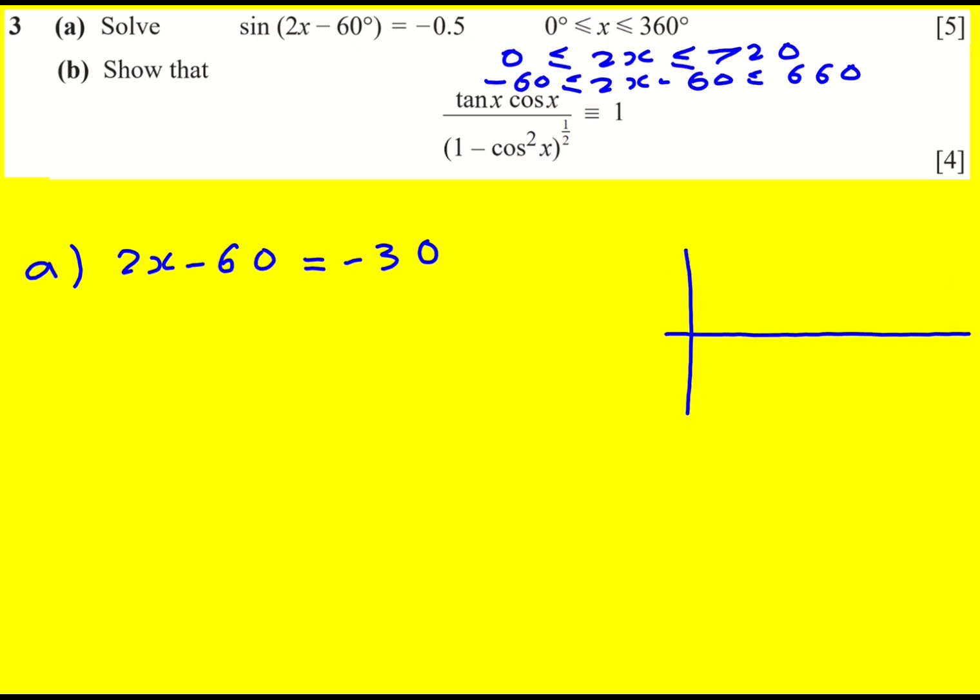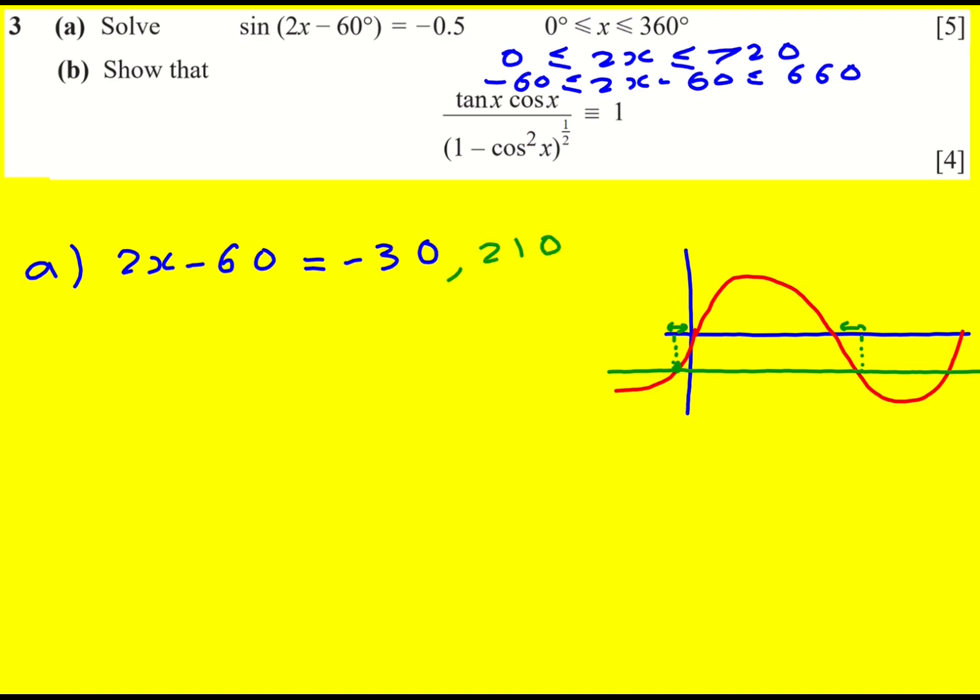So I'm going to do a little sketch of my sine graph just between 0 and 360, but I will include a negative part as well. I'm interested in where we get minus 0.5, and I've actually found that value there. To get this one here, this distance is the same as this distance. It's going to be 180 plus 30, so 210.